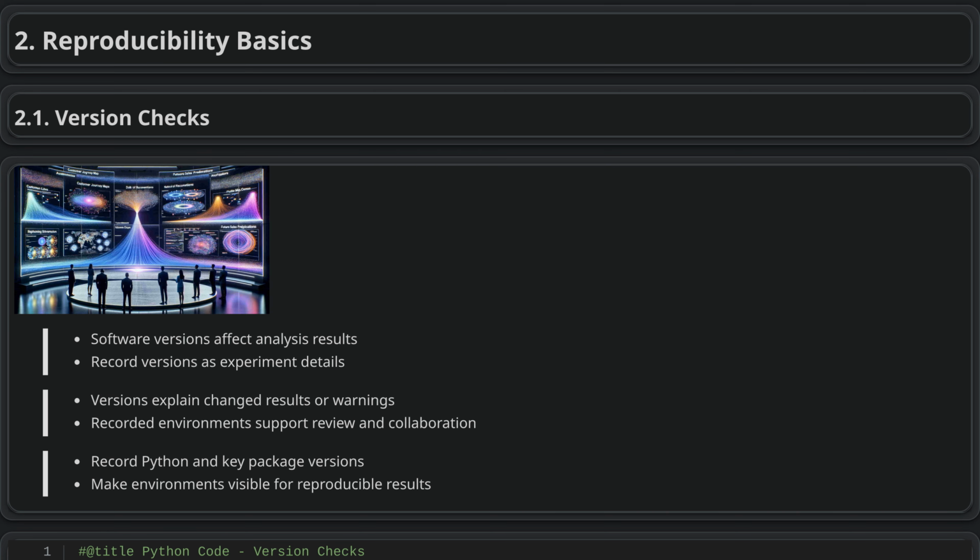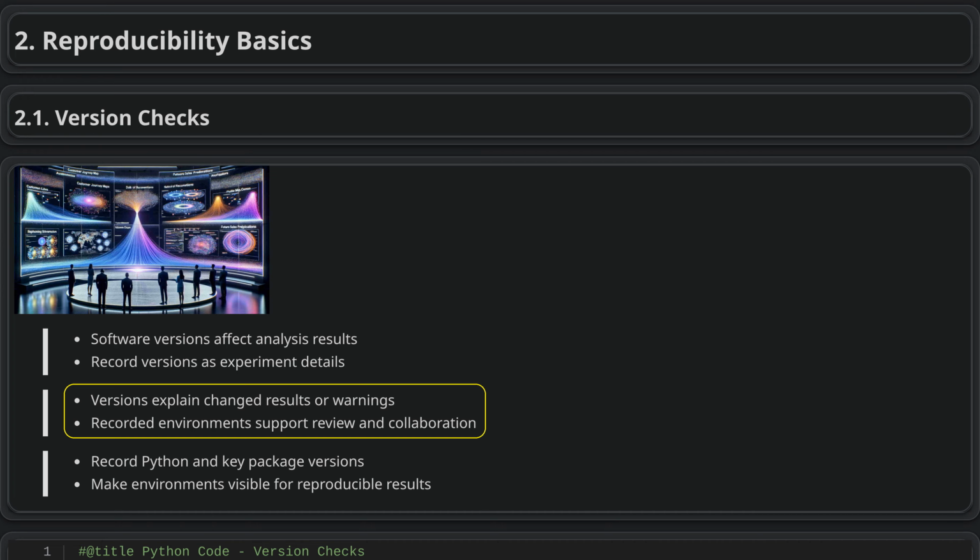Reproducibility basics. Version checks. Version checks help make data science work reproducible. Results in a notebook depend on the software environment as well as the data and models. And updates to libraries such as Scikit-Learn, NumPy, and pandas can change behavior. Recording package versions documents the environment and helps ensure that analyses can be repeated reliably.